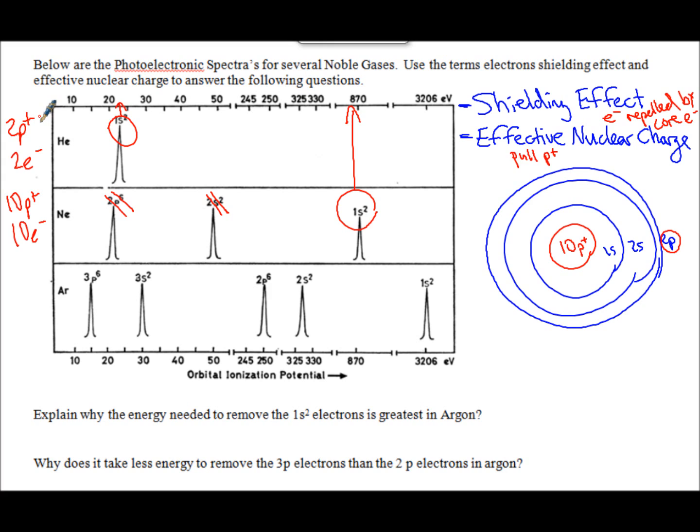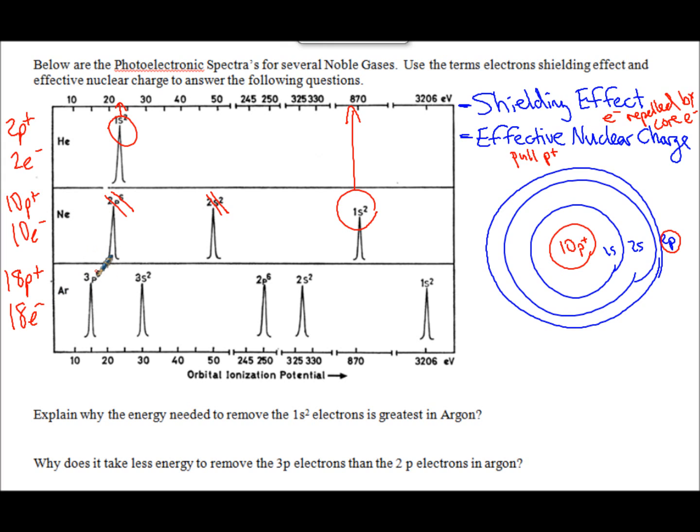So, same answer kind of for argon. We have 18 protons and 18 electrons. Why is the 3p6 so easy to remove? Think about it for 3 seconds. Why is the 3p6 so easy to remove? Is the answer effective nuclear charge, or is it shielding effect? It would be, wait for it, shielding effect. Yeah, it's got to be a shielding effect.